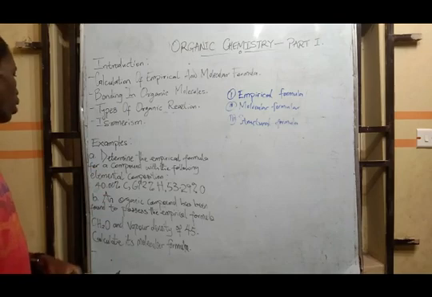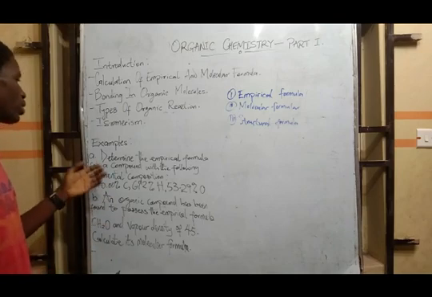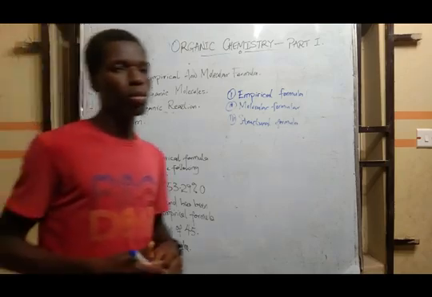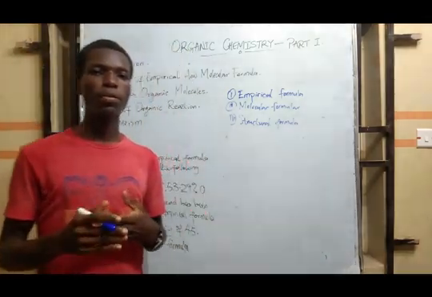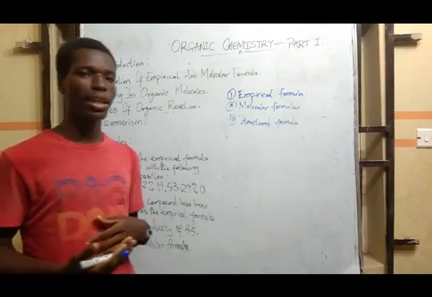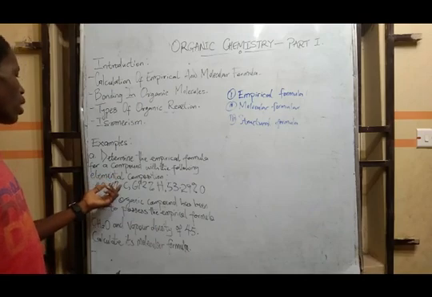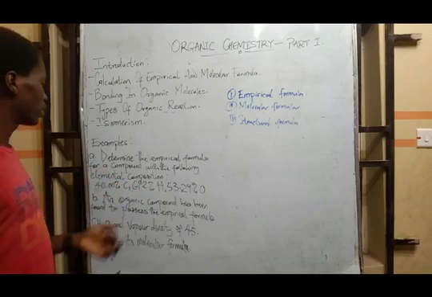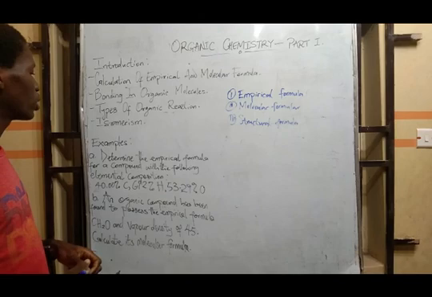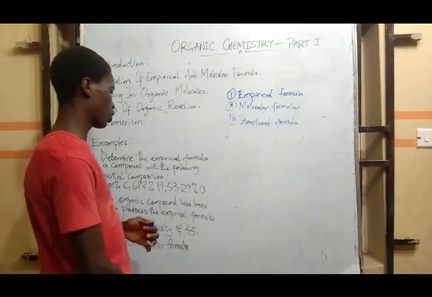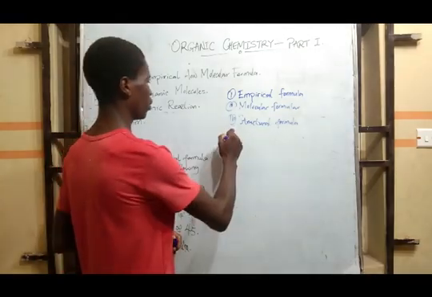Here we have the first example, which is: determine the empirical formula for a compound with the following elemental composition. How do you calculate empirical formula? Empirical formula is calculated from the composition data that is given. As you can see here, we have 40% for carbon, 6.72% for hydrogen, and 53.29% for oxygen. And how do we go about that?